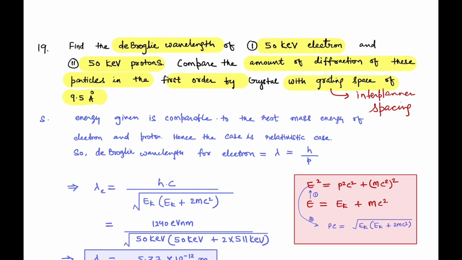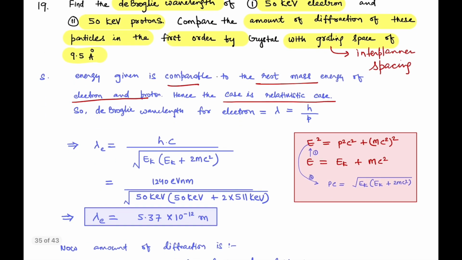So this is the given energy. The energy given is comparable to the rest mass energy of the electron and proton, so we could count it as a relativistic case. The de Broglie wavelength will be h by p, and p is given by this expression, that is under root kinetic energy multiplied by the sum of kinetic energy and 2mc square.